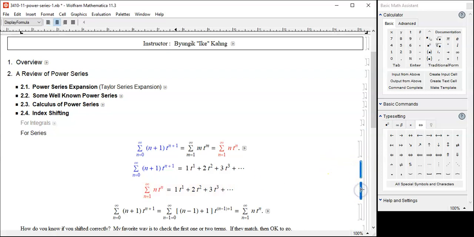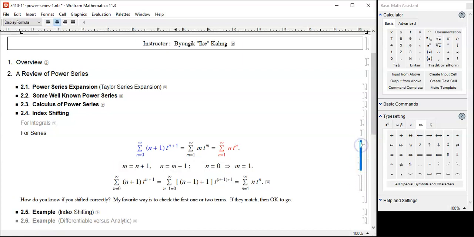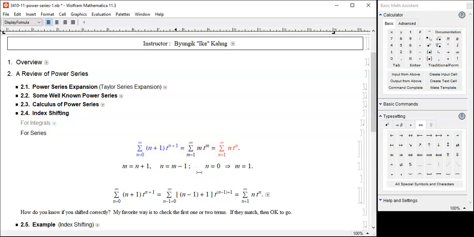Now, how do you get the red series from the blue series to begin with? Here's an idea. We take an appropriate change of variable, and we want to change this n plus first power into nth power. So let's take this change of variable. m is n plus 1, and consequently n is m minus 1. You see this change of variable. And then when n begins from 0, m will begin from 1 because n is m minus 1.